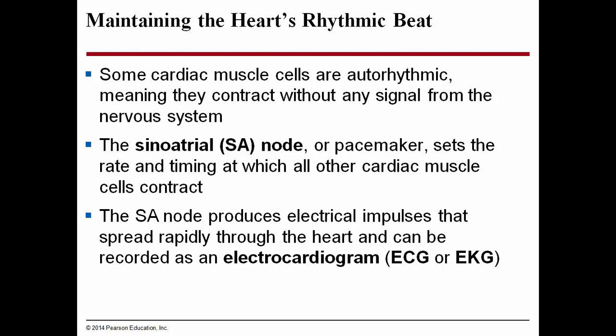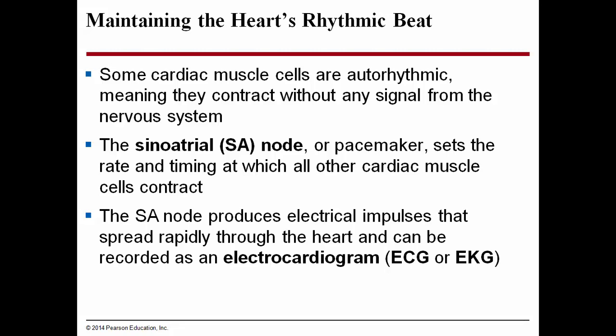Maintaining the heart's rhythmic beat. Some cardiac muscles are autorhythmic, meaning they contract without any signal from the nervous system. The sinoatrial node, or pacemaker, sets the rate and timing at which all the other cardiac cells contract. So the pacemaker is really important.